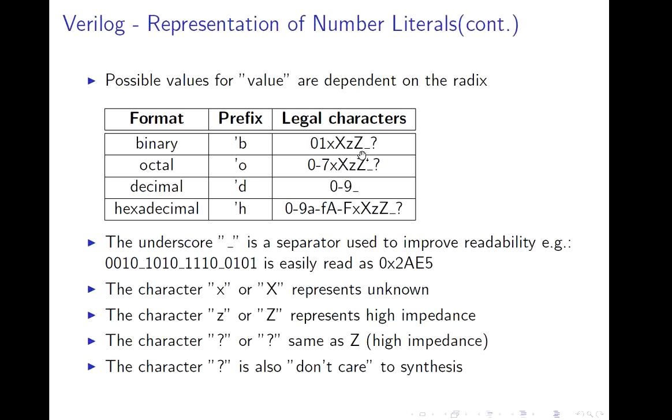It is also called white space. For example, you can see here, the moment I use an underscore in between, I can easily read it like 2AE5. And then I can use the question mark also. Question mark also indicates a kind of don't care. I can use either X or a question mark. So these are the different legal characters I can use for different number systems or numbering formats.